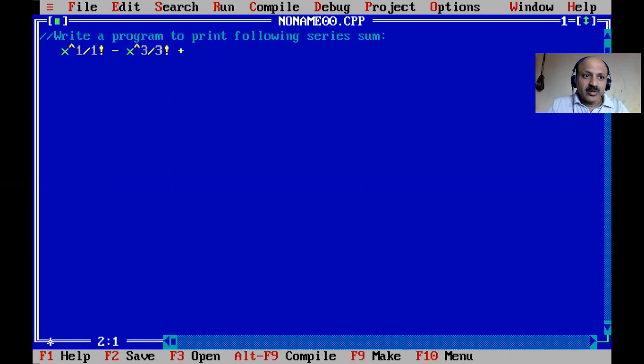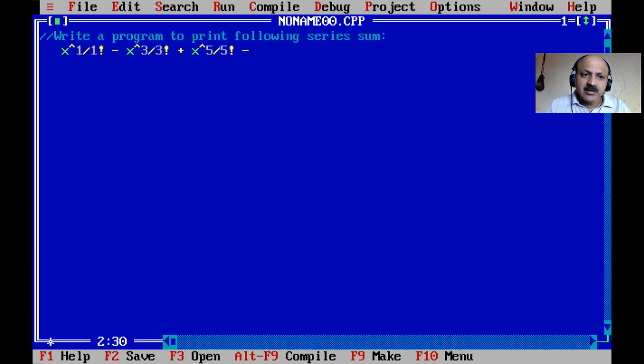So first is plus and then minus, so we can take some even-odd logic, and then x raised to the power 5 divided by 5 factorial. You can see that the factorial we have to maintain is also an odd number. That is not very easy, so we can take some different logic.